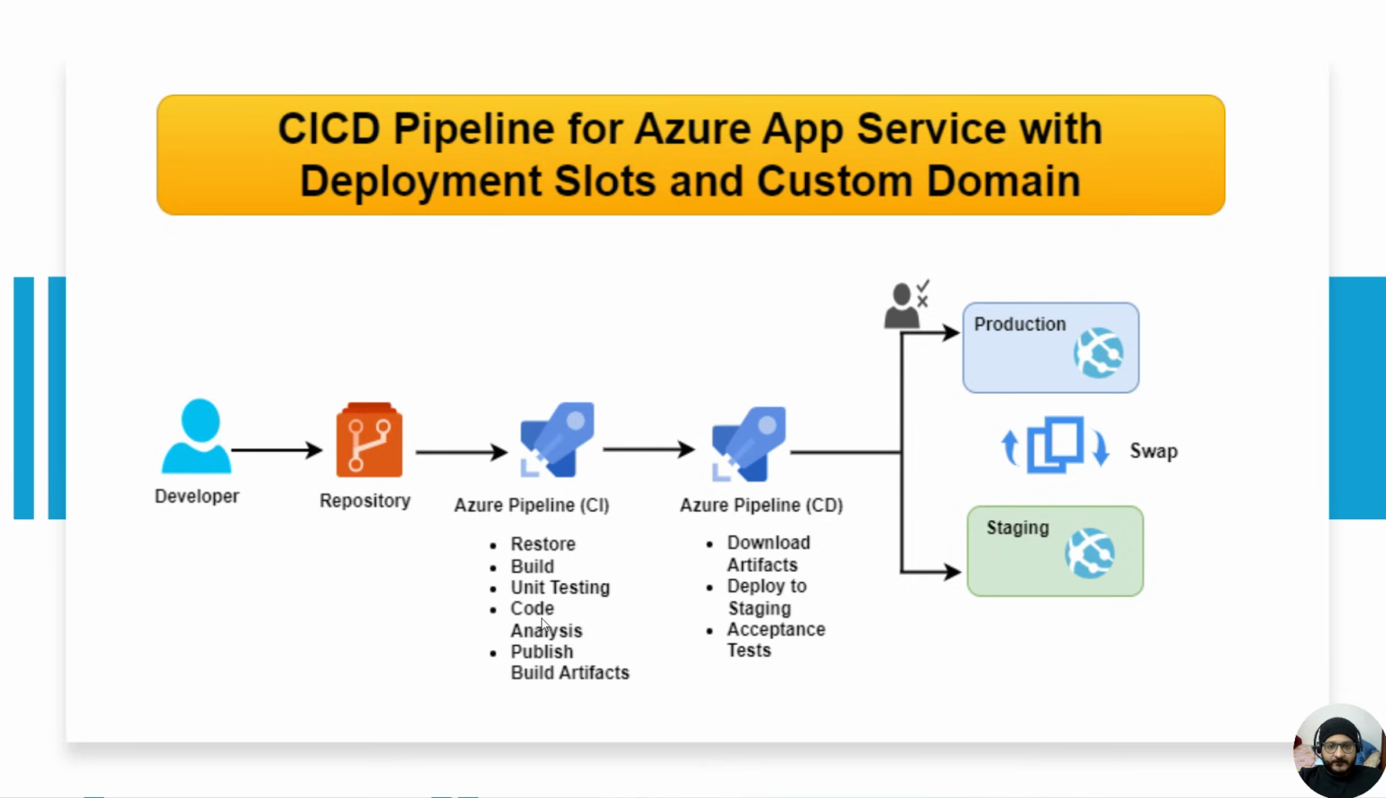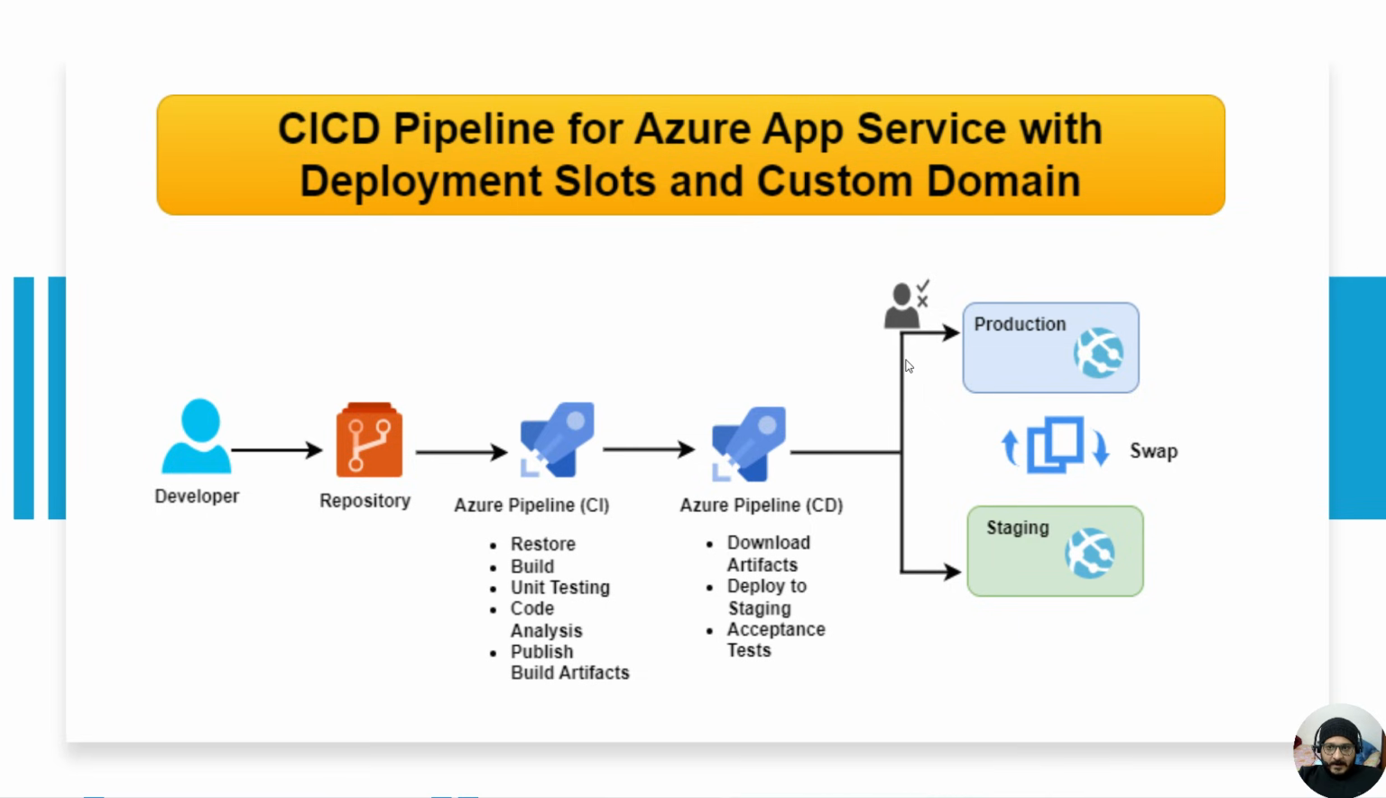This build artifact, which will be published as part of your build pipeline, will be used as an input for the release pipeline, from where we will deploy those artifacts to the Azure App Service deployment slot called staging. And once the staging deployment is done, then we will swap the code from staging to the production environment with the help of approvals or any kind of manual intervention which we will implement in our pipeline.